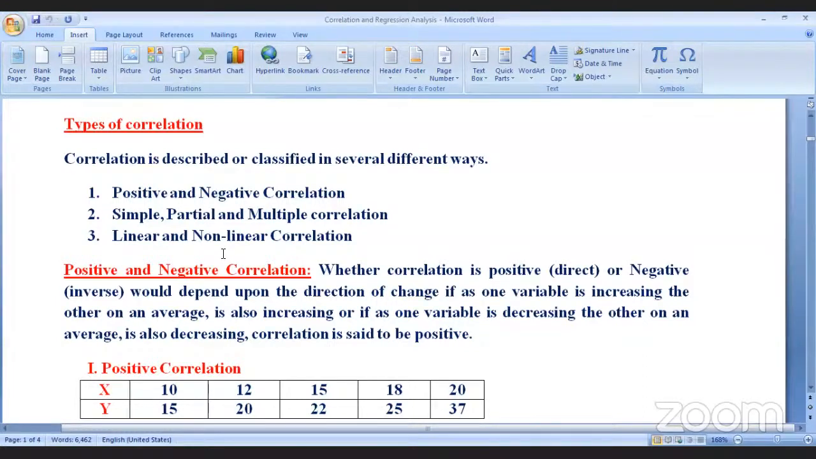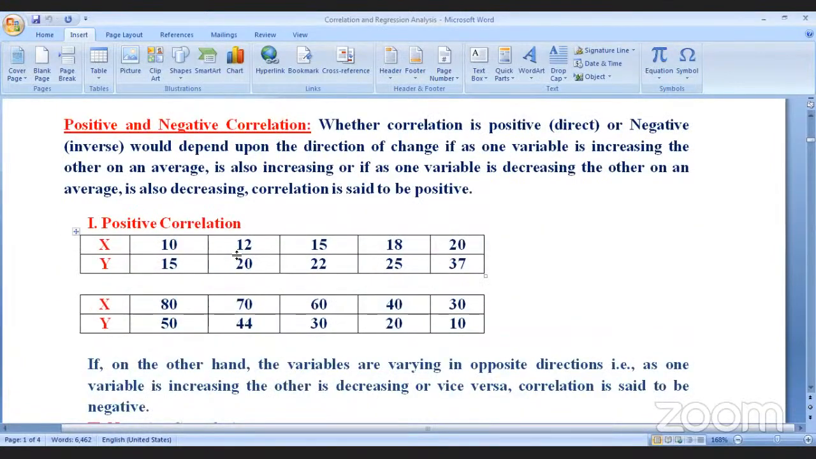So you see with the example also, positive and negative correlation. Whether correlation is positive, that is direct, or negative, inverse, depends upon the direction of change. If one variable is increasing, the other on an average is also increasing; or if one variable is decreasing, the other on an average is decreasing, correlation is said to be positive. So listen here, observe this carefully.